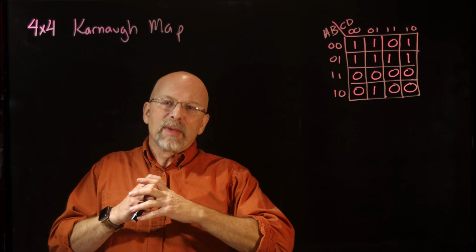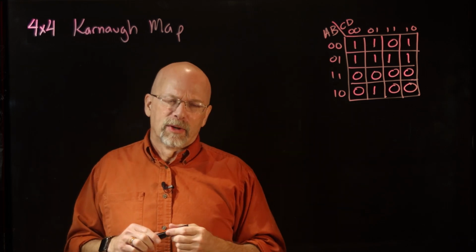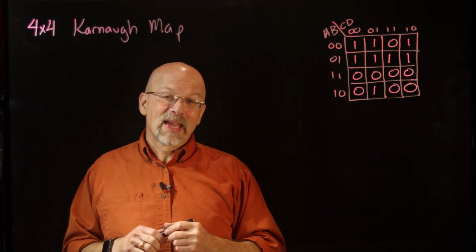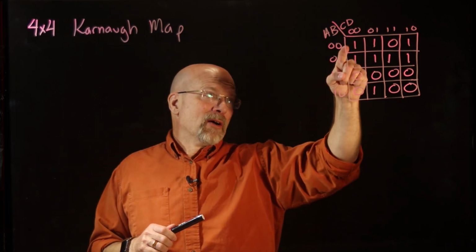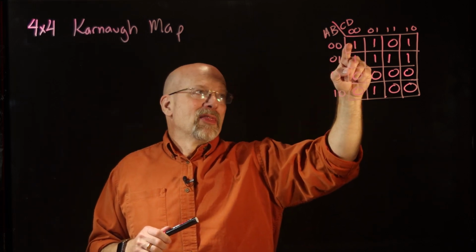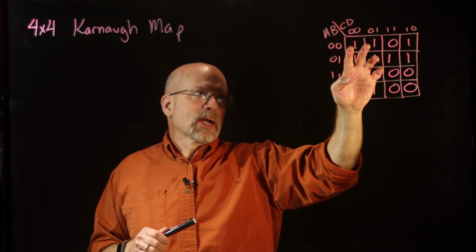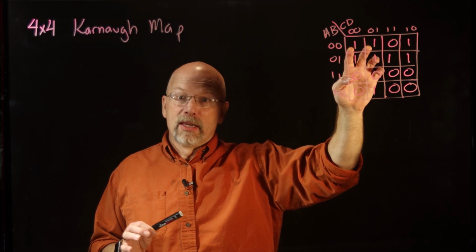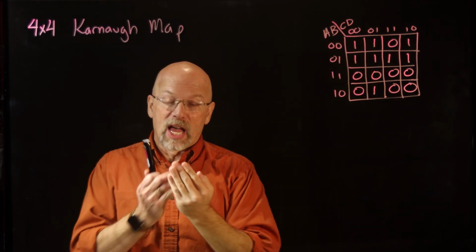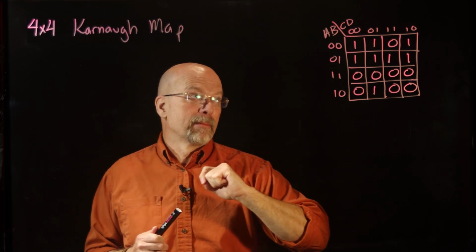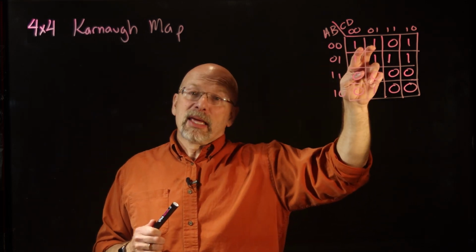Every rectangle must be as big as possible. So let's go ahead and make some rectangles. First of all, you see this one right here. That one, we can make a rectangle out of those two. Neighboring rectangles, I doubled the size, one variable is going to drop out. Is it as big as it can be?